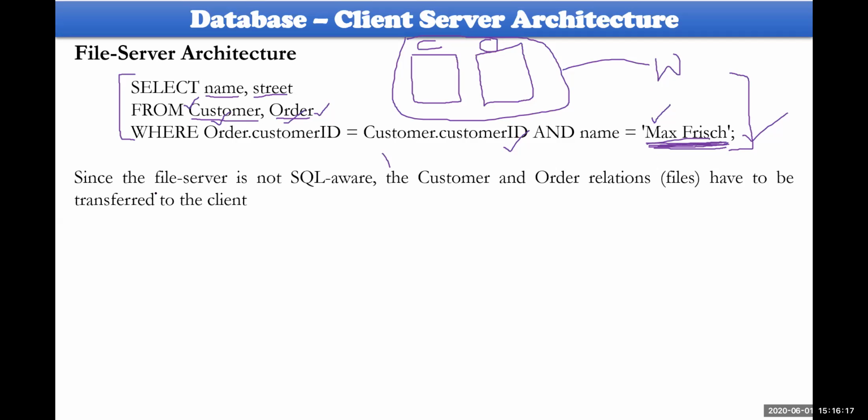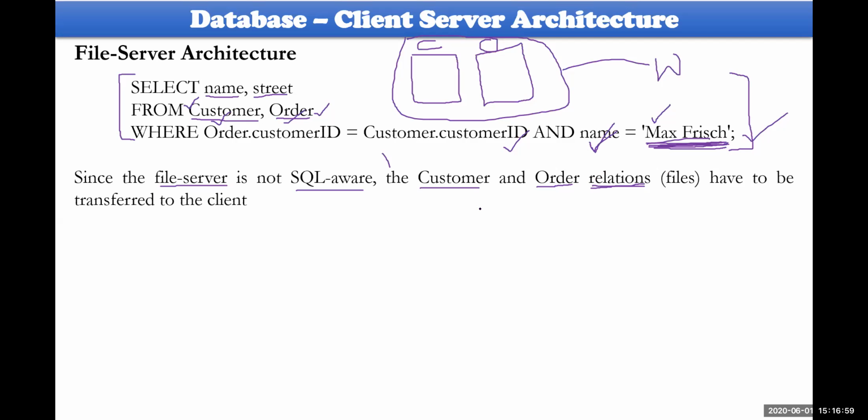Because a file server does not have any information regarding SQL, both relations, in database management system theory tables are called relations, the customer and order relations will be copied from the file server to the workstation where the client is working. Thereby he must implement some extra logic to get the actual data which is required by him. That is the basic problem with the file server.